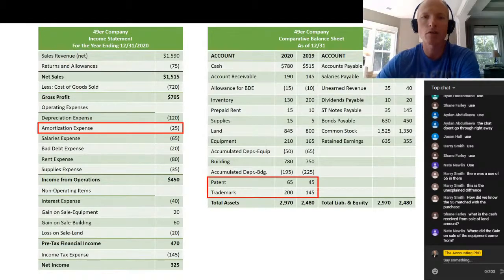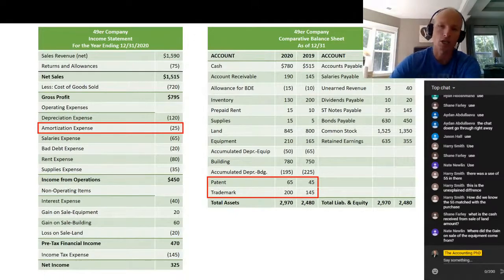The last two accounts are the patent and the trademark. You can see that both of them had a change in their account balances. We also just have to remember that amortization is a direct reduction to patents and trademarks directly to their accounts. There's no separate accumulated amortization account or anything like that. And so we do know that the amortization expense does decrease the patent and trademark. We just have to figure out how much in each account, because both of them are amortized.